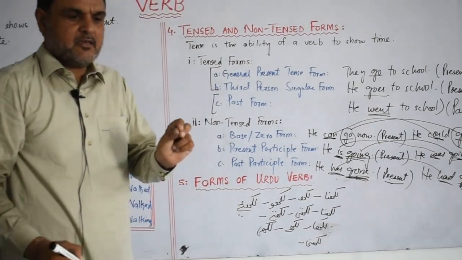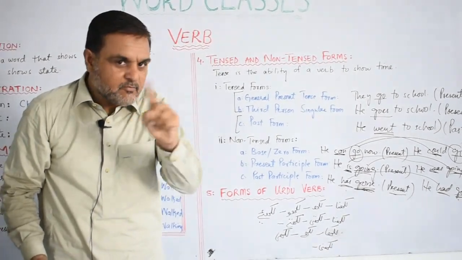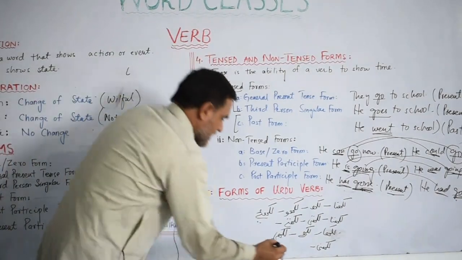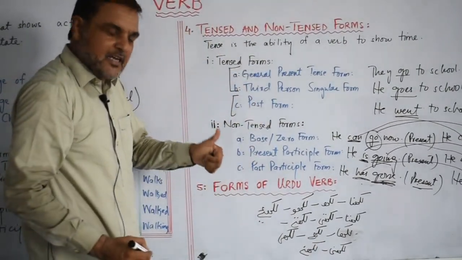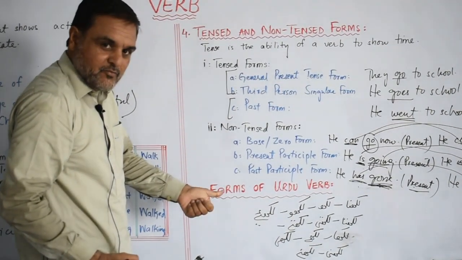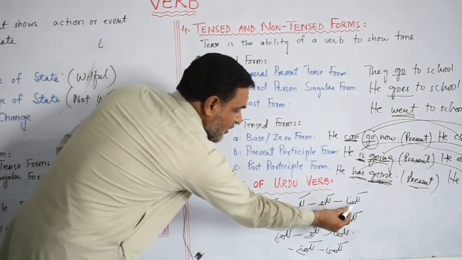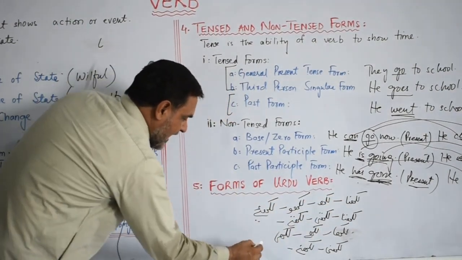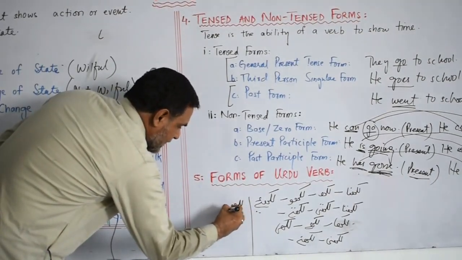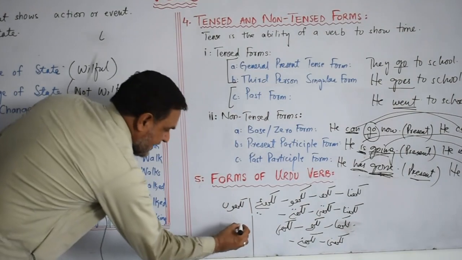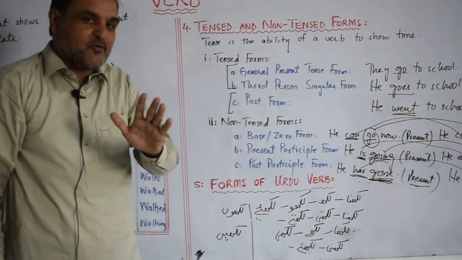mujhe nazm likhni hai. That is where we can use it. Likhne, likhni, likhne. See, likhni, likhne. And likhna we have already used over here. So that makes 12, and then we can also add 1 or 2 more. For example, likhun, and for example, likhen. So now there are 14 forms of Urdu verb.